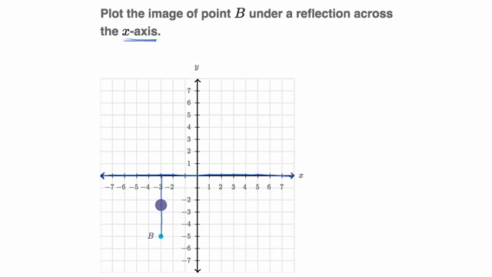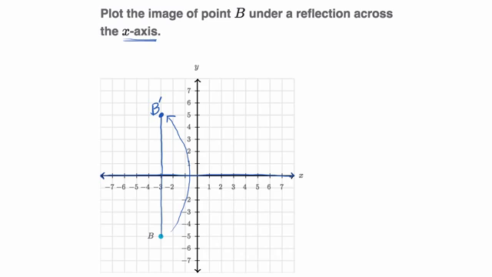So if we were to reflect across the x-axis, essentially create its mirror image, it's going to be 5 units above the x-axis. 1, 2, 3, 4, 5. So that's where the image would be. Maybe we could denote that with a B prime. We are reflecting across the x-axis.